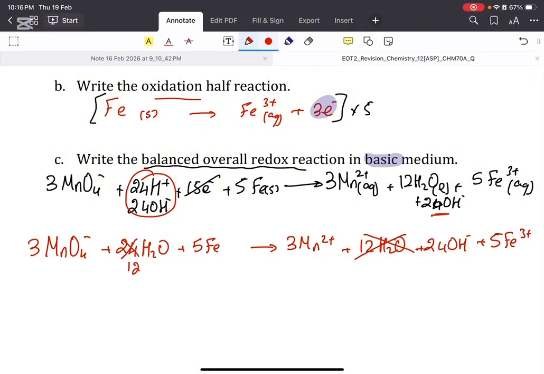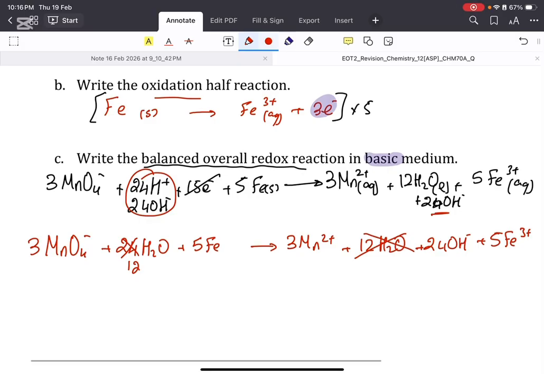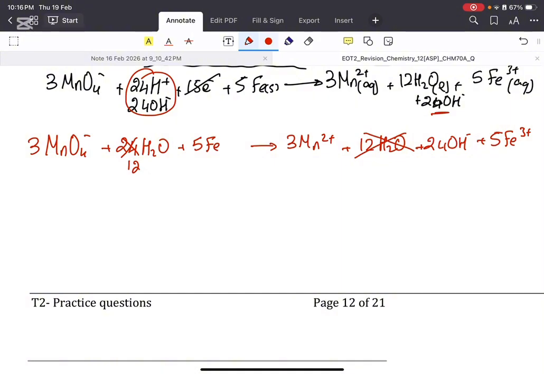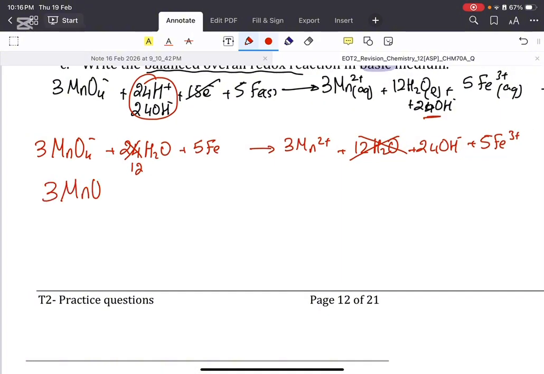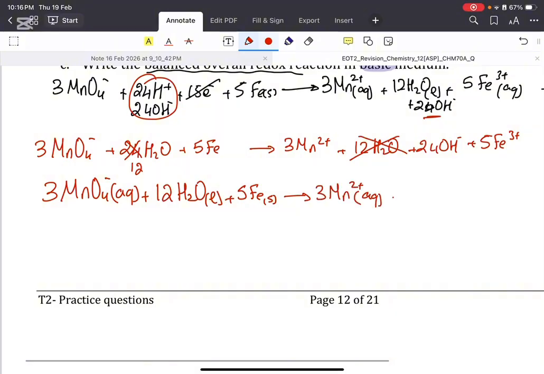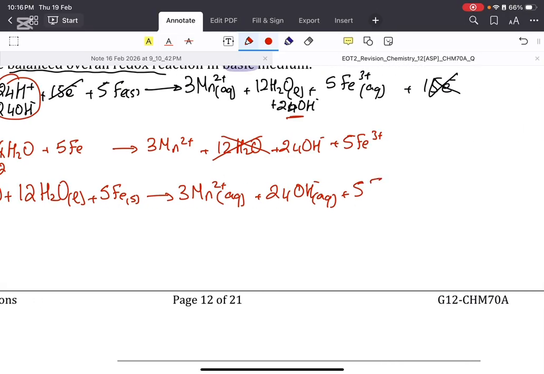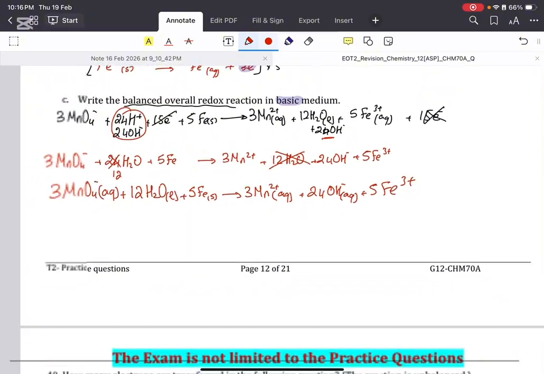So finally, I'm going to write it the last time with the physical states. So you must not forget the physical states. Fe is solid, Mn2 plus aq, 24 hydroxide ion, and 5 iron 3 plus.